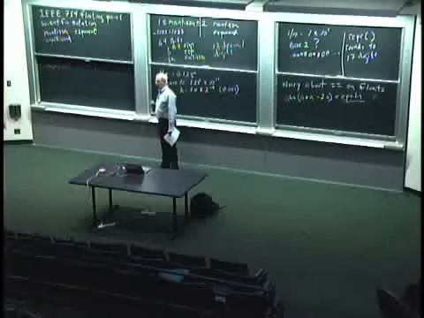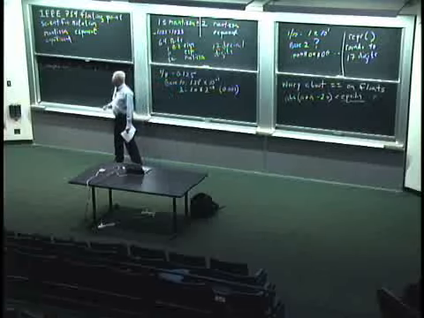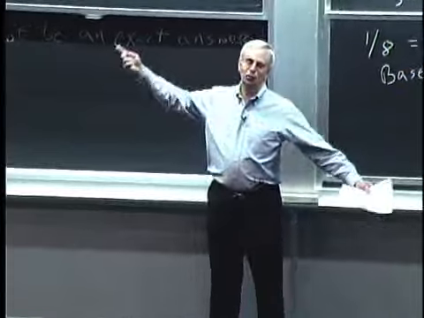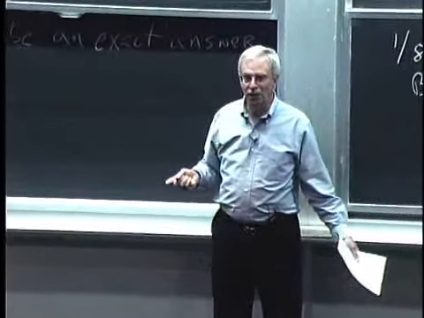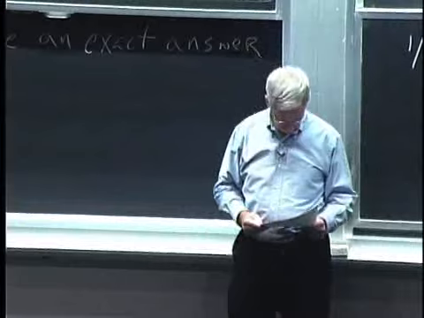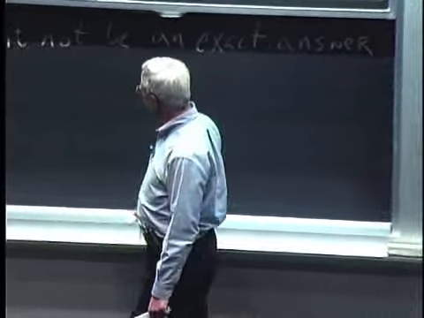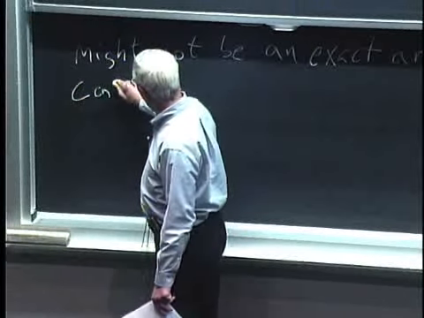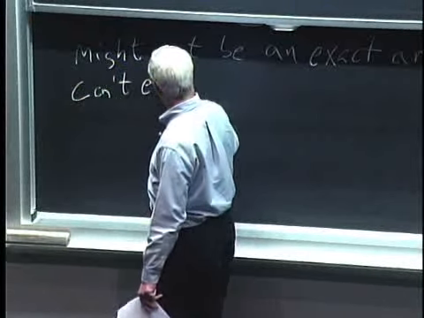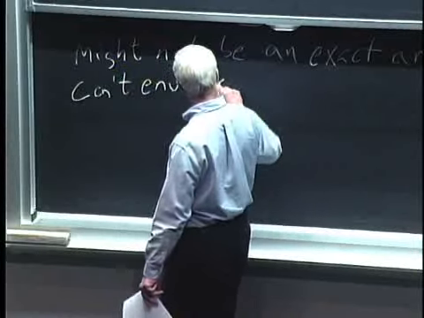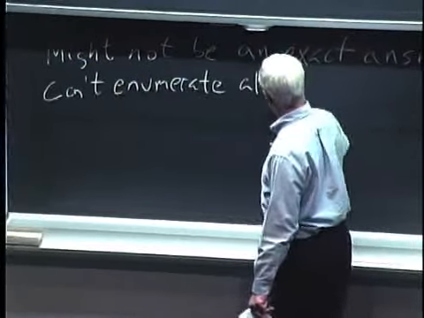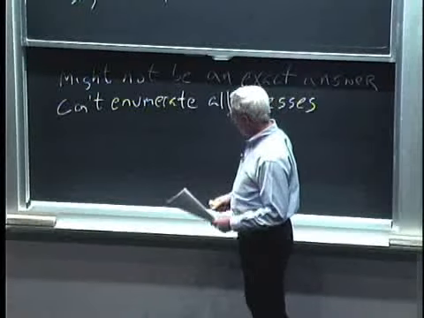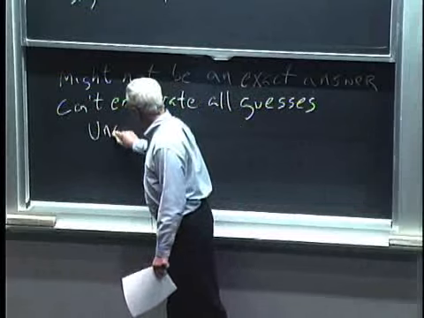Another problem with the method we looked at last time is there we were doing exhaustive enumeration. We were enumerating all the possible answers, checking each one, and if it was good, stopping. Well, the problem with reals as opposed to integers is we can't enumerate all guesses. And that's because the reals are uncountable.